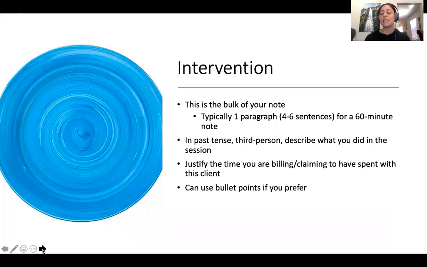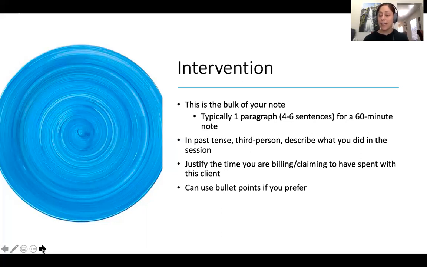The intervention is the bulk of your note because it describes what you, the therapist, did in the session. And it serves to justify the amount of time that you're billing for. For a 60-minute note, you're normally writing between 4 and 6 sentences. The intervention section is normally written in past tense third person, describing exactly what happened in session.